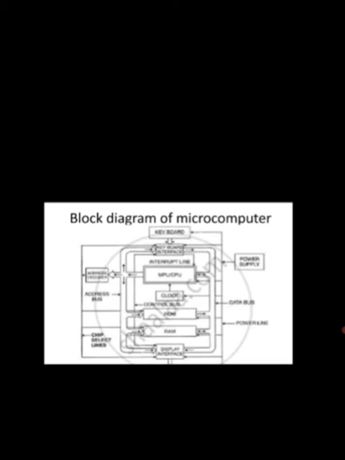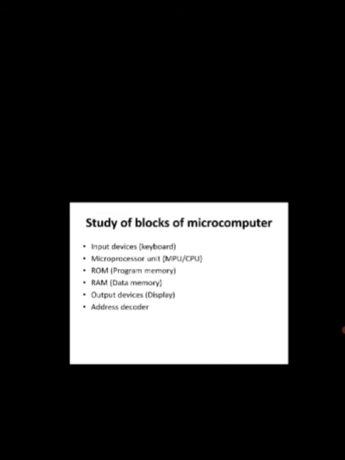As I have explained previously, a microcomputer consists of 5 blocks, that is the input block, output block, control and arithmetic circuit, and the memory unit. The memory unit was of 2 types, that is program memory and data memory. Then the output device is there. So we will see the significance of these: input devices, that is keyboard, MPU, ROM, RAM, output devices, address decoder.